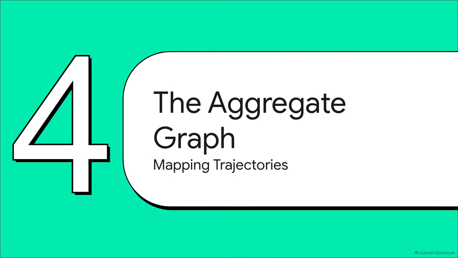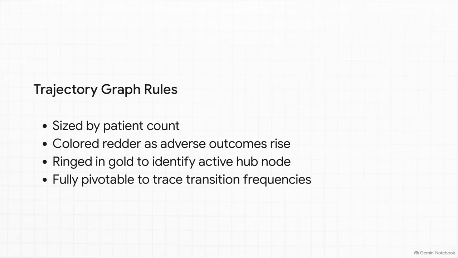Next up, the aggregate graph, where we'll be mapping out these trajectories. So we're not just looking at a boring wall of text here. This actually renders visually as a fully interactive cohort trajectory graph. Every patient's coded chart overlays into a map, where nodes represent shared concepts. The rules here are just elegant. Nodes get sized by patient volume, they're tinted progressively redder as adverse outcomes rise, and the whole thing is fully pivotable. A doctor can trace exact, real-world transition pathways through the cohort's entire history.